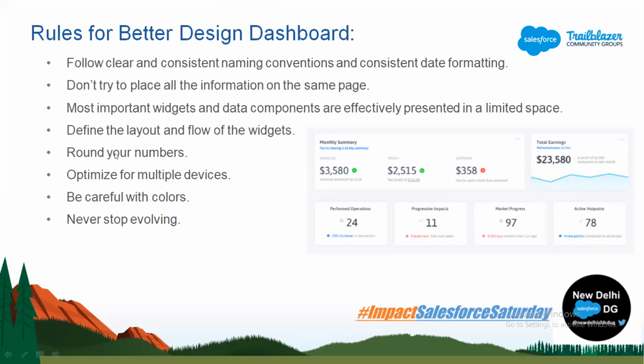Round your numbers. What does it mean, round your numbers? It depends on the client also, but the best practice is: if you have to show decimals, then up to 2 decimal places is fine for most KPIs. Otherwise, round your numbers. Sometimes we are not focusing on it; we have done a huge or complex calculation based on the requirement, but we have not focused on rounding the numbers. So round your numbers, because otherwise the question will come from the client or from the user side.